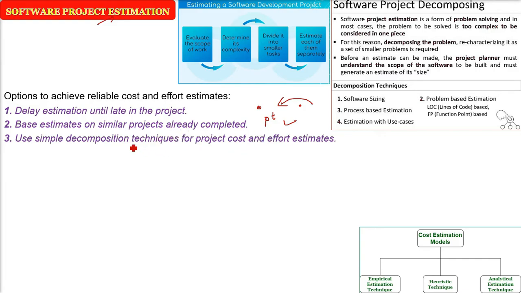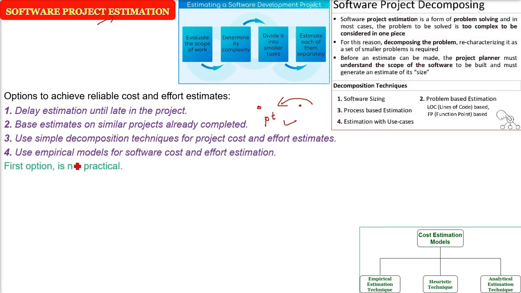Decomposition is all about thinking of the project as a big part, dividing it into sub parts, then finding out the cost and effort for all of them and combining them. Or we can use the empirical models for software cost and effort estimation, that is, already established formulas or expressions that have come from past experience or results.